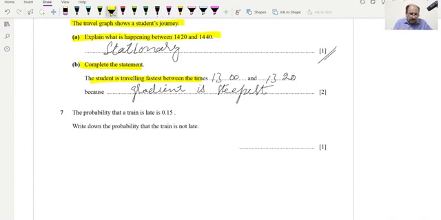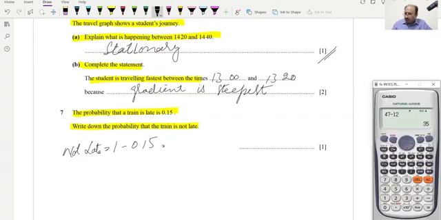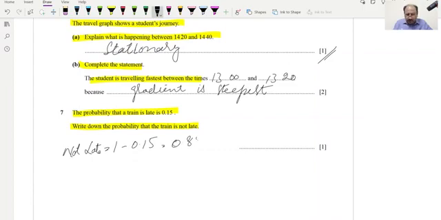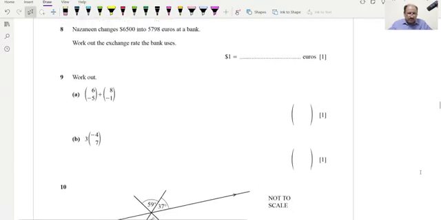And question number 7, the probability that the train is late is 0.15. Write down the probability that the train is not late. Total probability is 1, so 1 minus 0.15. This will be for not late. Not late will be this one, and this is equal to 1 minus 0.15, which is equal to 0.85. 0.85 will be our final answer. 1 mark part.